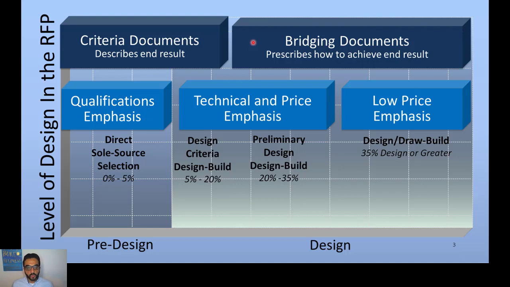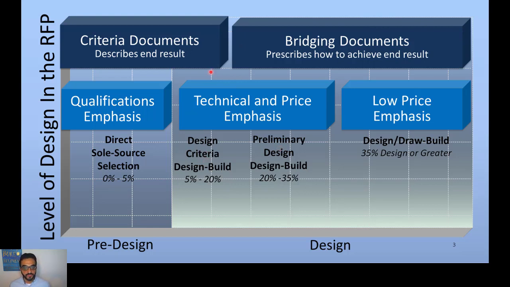So when you go more and more into the design development effort, 5 to 20 or 20 to 35%, you're starting now to sketch things. 0 to 5% is starting to set the end result expectation. You didn't sketch anything yet. You're just trying to read the mind of the owner. With criteria documents, or the early sketches of bridging documents, you will be able to select the design builder based on technical and price emphasis. So you can consider both. So that's called design criteria design-build.